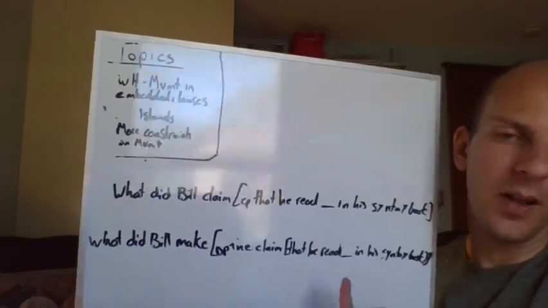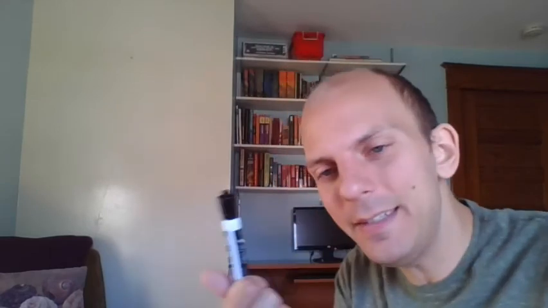Even though these sentences are semantically basically equivalent and look very similar, that difference in structure shows us something. It shows us another island, that complex DPs form another island off of which you cannot move WH words. This is called the complex DP island.